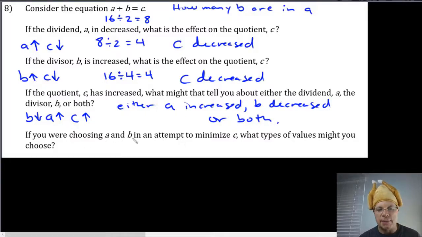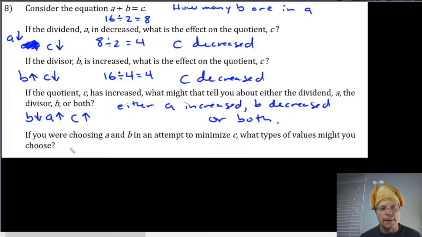If you were choosing A and B in an attempt to minimize C, what types of values might you choose? Well, we know that C is decreased when I increase A. I messed up here. You guys may have noticed this much earlier than I just did. This should say when A decreases, C decreases. Okay, so if I'm trying to minimize C, I'm either going to decrease A or increase B.